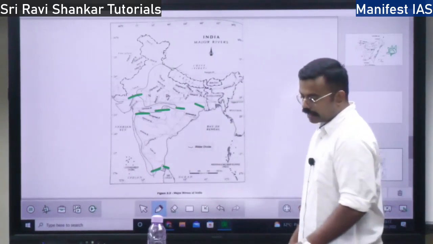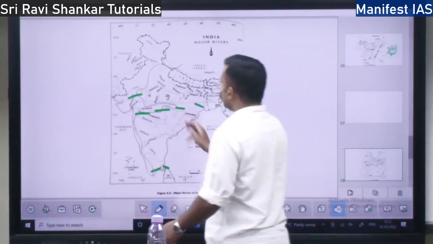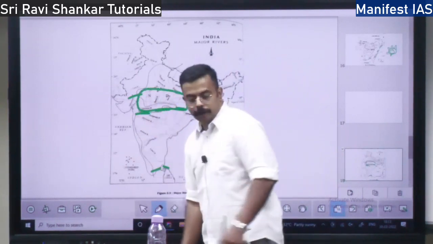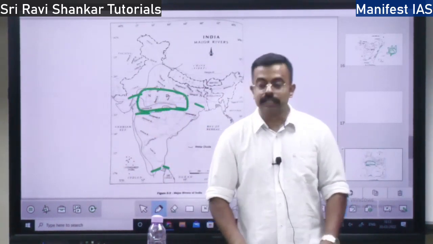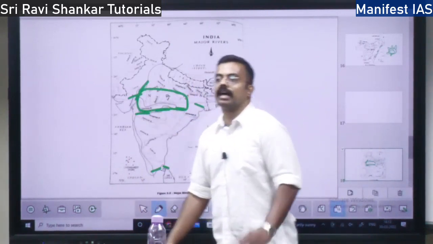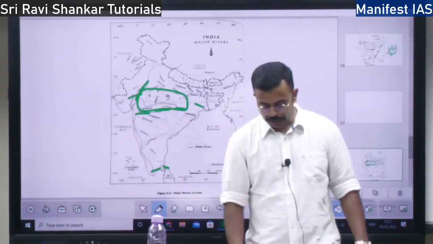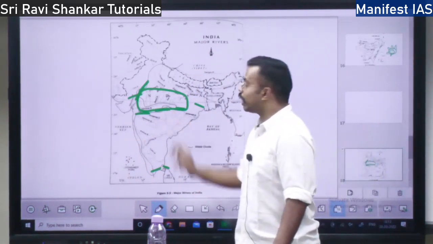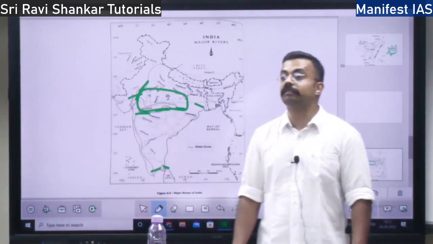Then you have the Central Highland. This is the Central Highland part. So what is the Central Highland? In the Central Highland, the western boundary is the Aravali Hills. Then to the south you have the Satpura Hills, not the Vindhya.